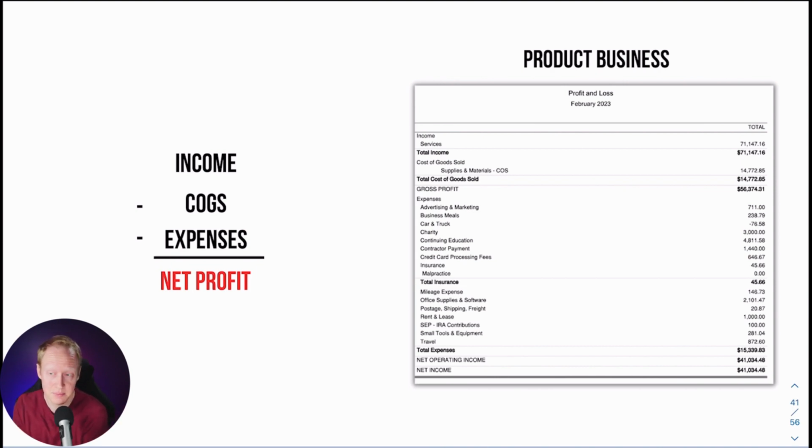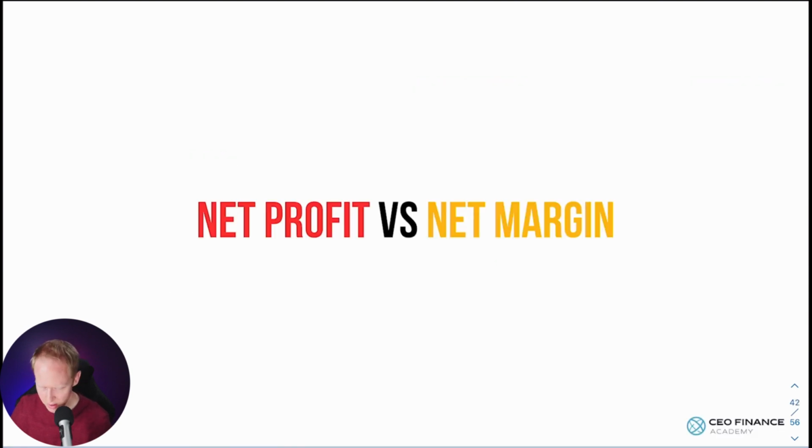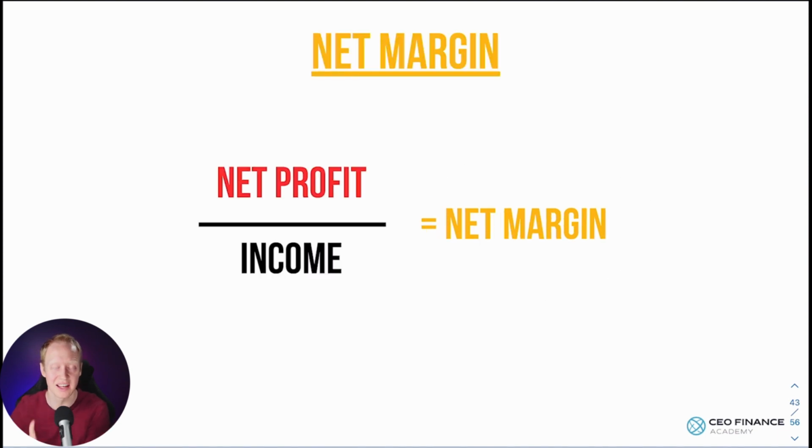So in a product-based business, same thing, right? Income minus COGS minus expenses equals net profit. And we always see that bottom line right there. Cool. So let's talk about net profit versus net margin now. This is the number that most businesses will talk about, most investors will talk about as well. And so it's good to be well versed in this and understand the difference in how this math works.